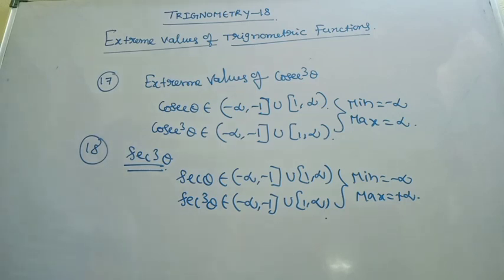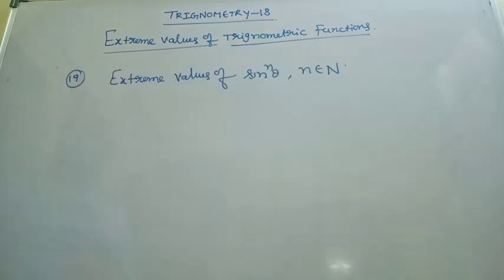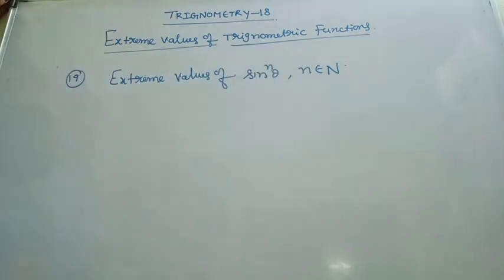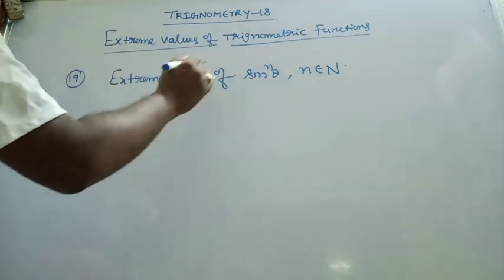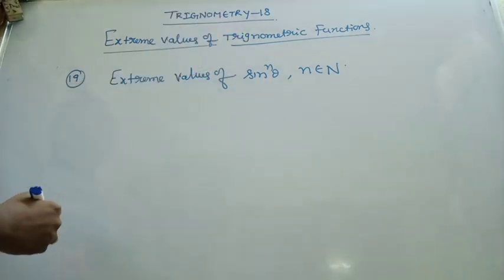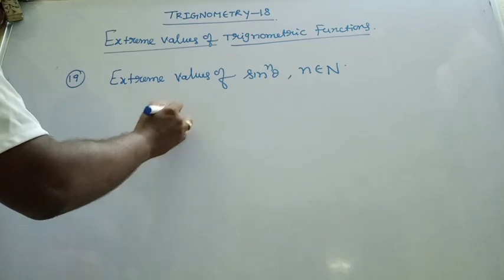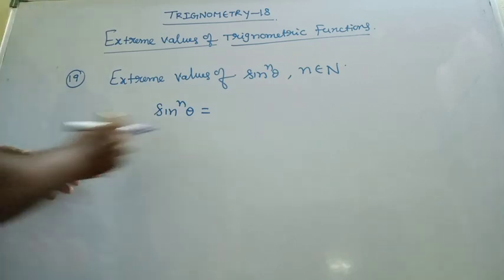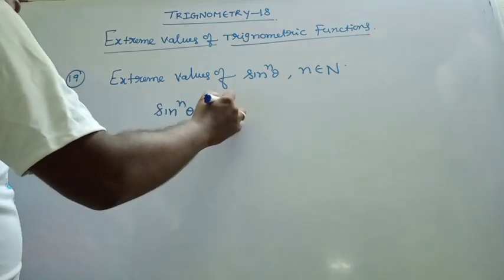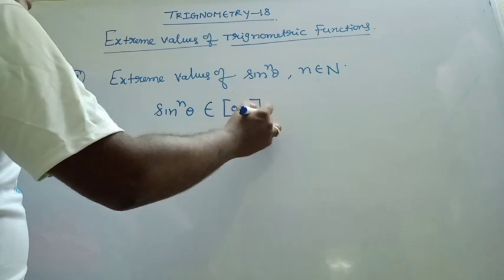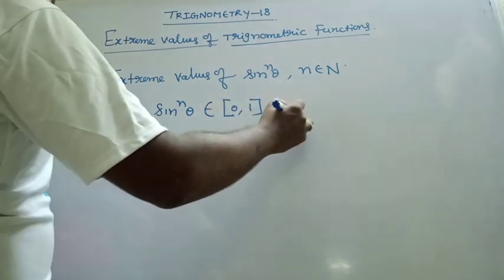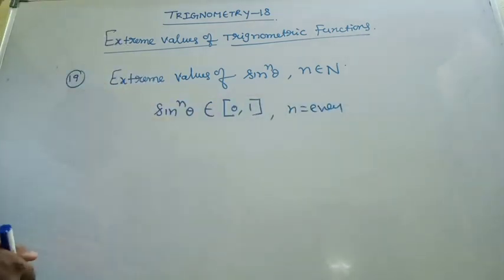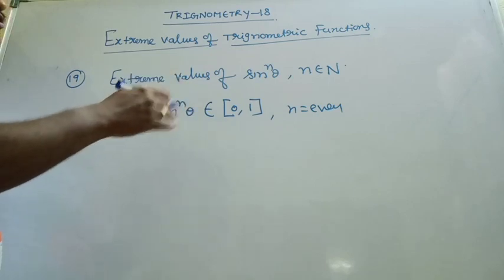Now we are going to generalize this fact. Now the extreme values of sine power n theta, when small n belongs to the natural numbers. You see, we have observed that sine power n theta belongs to the range 0 to 1 when n is even, because sine square theta, by our observation, belongs to 0 to 1.